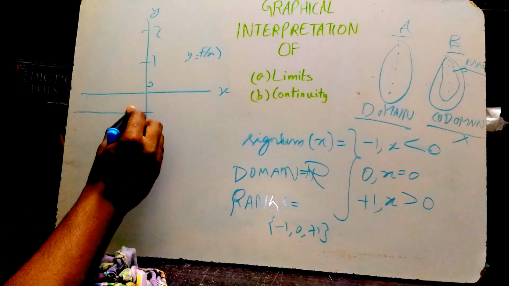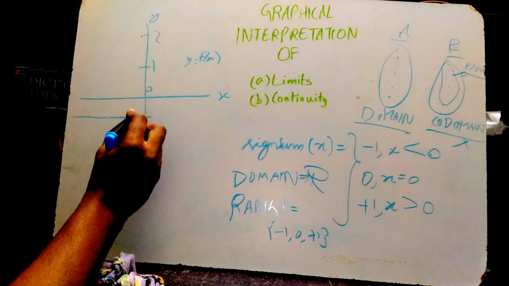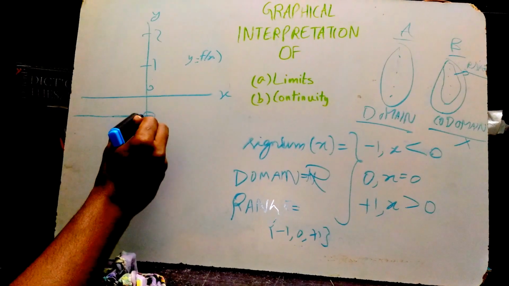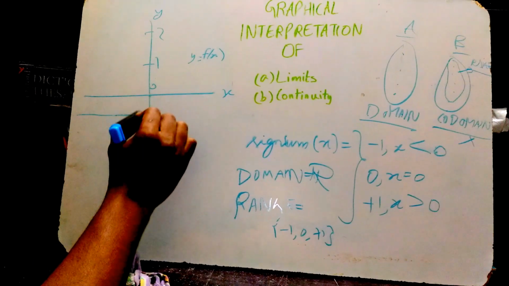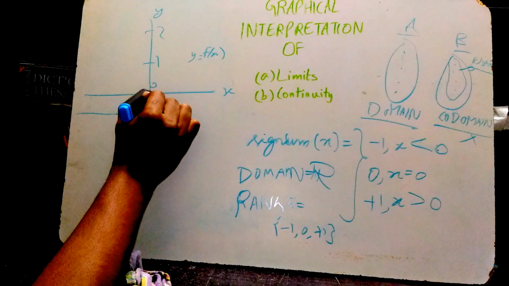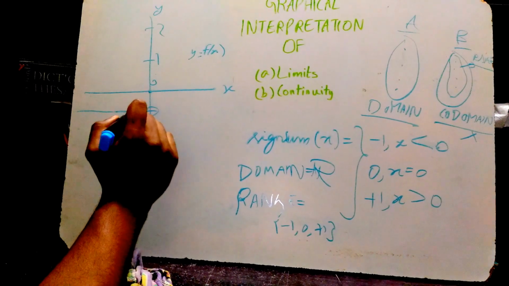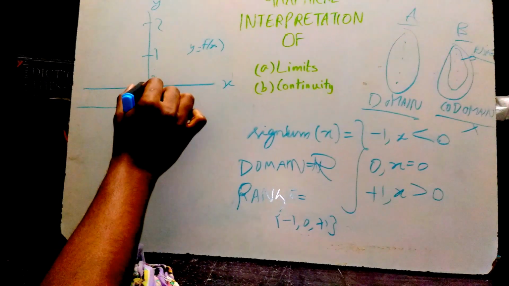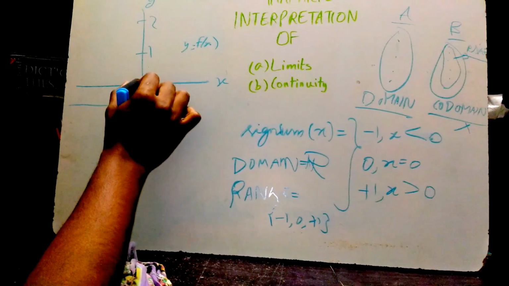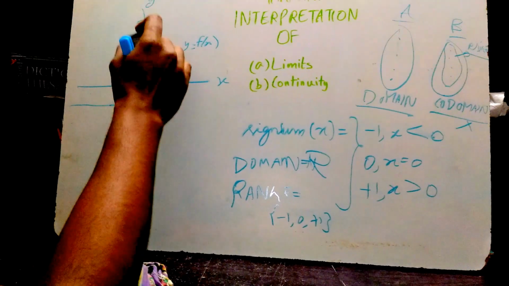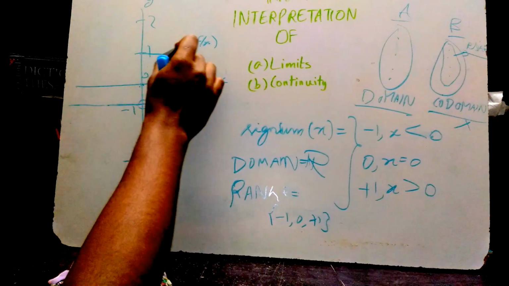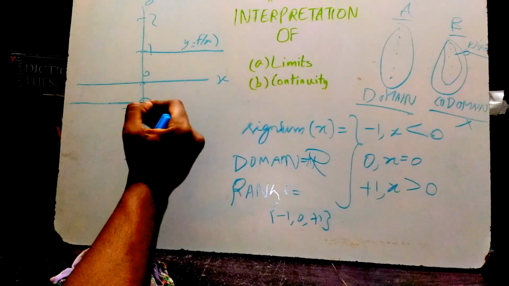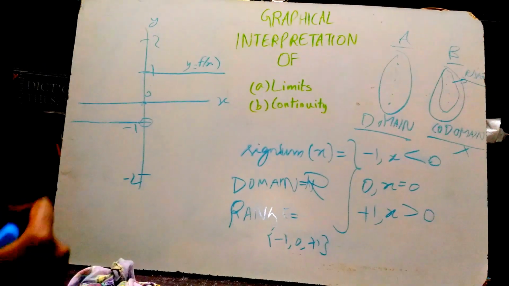But as we approach 0, we maintain that value minus 1 as the function value, but at 0, the function value becomes 0. So if you notice, we have to lift our pen when it comes to x equal to 0. And after drawing the point at 0, we again have to lift the pen for positive integers to be drawn. So here for positive integers the value is plus 1. Now let's see what limits are.